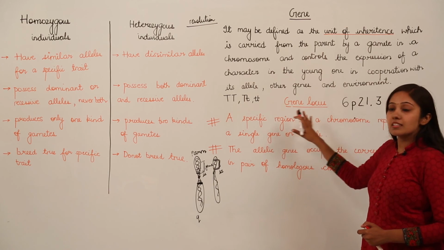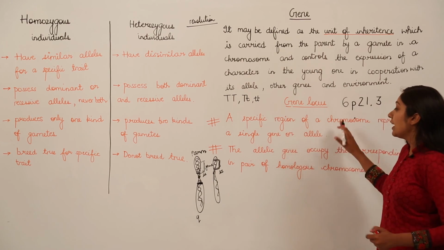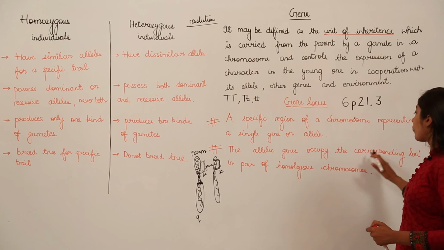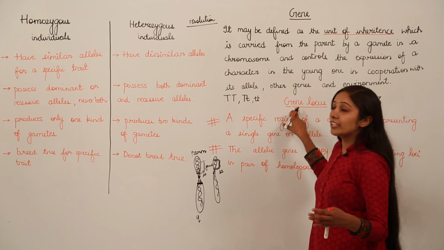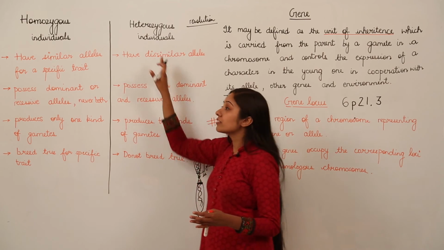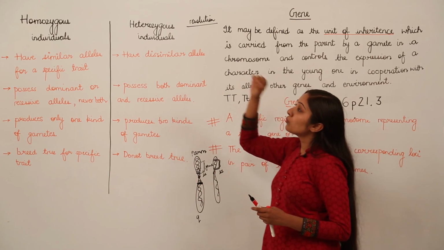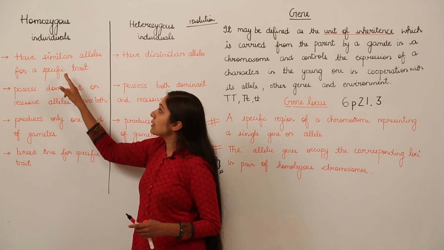So, a gene locus is a specific region of a chromosome representing a single gene or allele. The allelic genes occupy the corresponding loci in a pair of homologous chromosomes. I hope now this gene locus is clear to you. Next, we move on to the difference between homozygous individuals and heterozygous individuals. As you all know, the word homo means same. So, they have similar alleles for a specific trait.